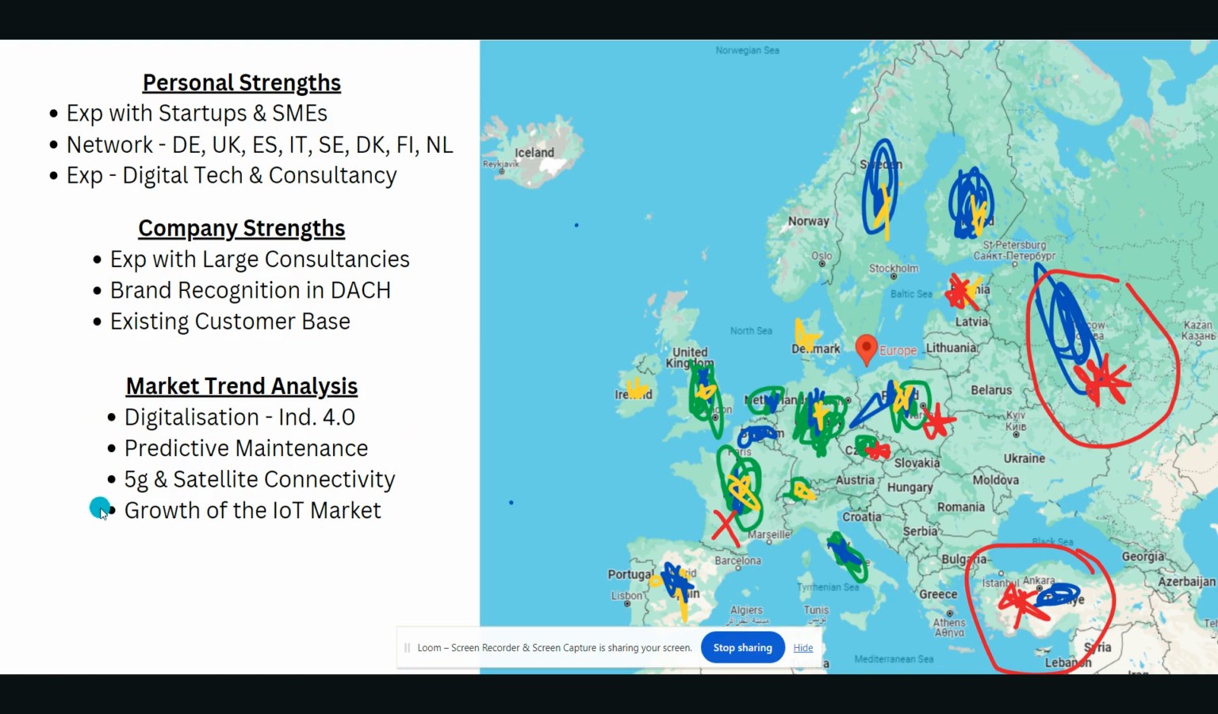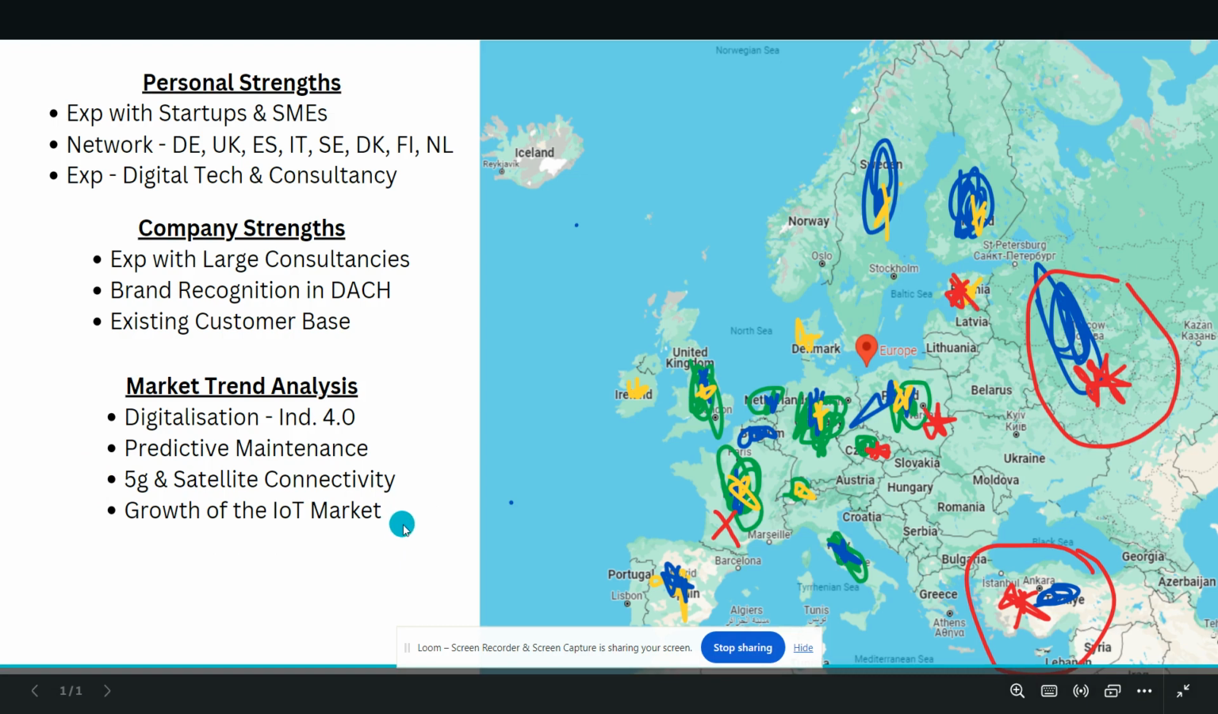And then I looked at the overall market. Bear in mind this was around 2017, 2018. So there was obviously digitalization, which was quite strong. Industry 4.0, companies were looking at ways to improve the efficiency of their manufacturing or their factories, that kind of thing. Predictive maintenance was a topic which was growing quite heavily. 5G, satellite connectivity, but there was also a very big growing concern.